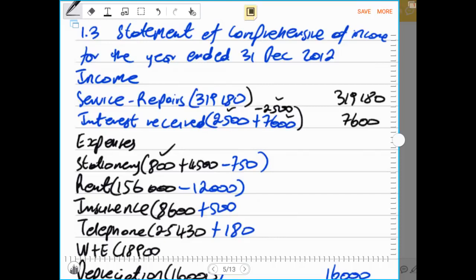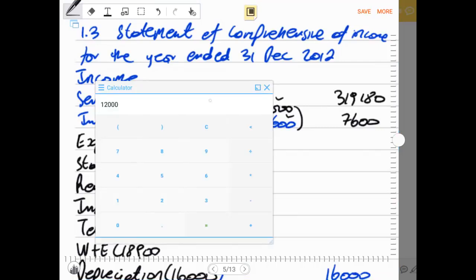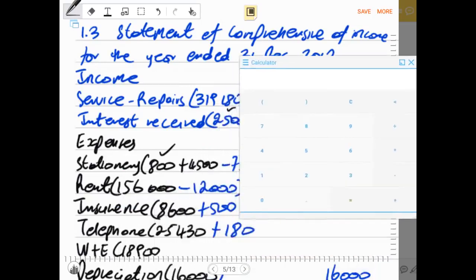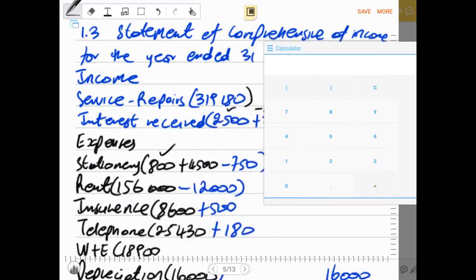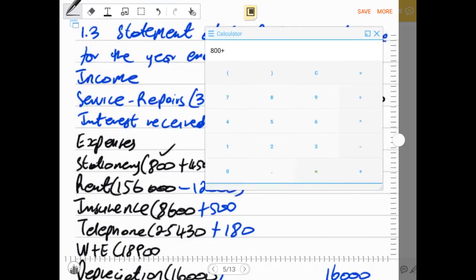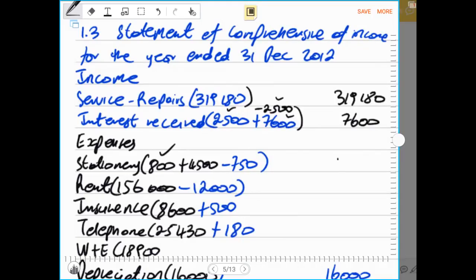7,600. Then after we have our expenses, in terms of telephone, we have an amount of 800 plus 4.5 plus 4.5 minus 750, and that gives us 4,550. That will be the stationery used.